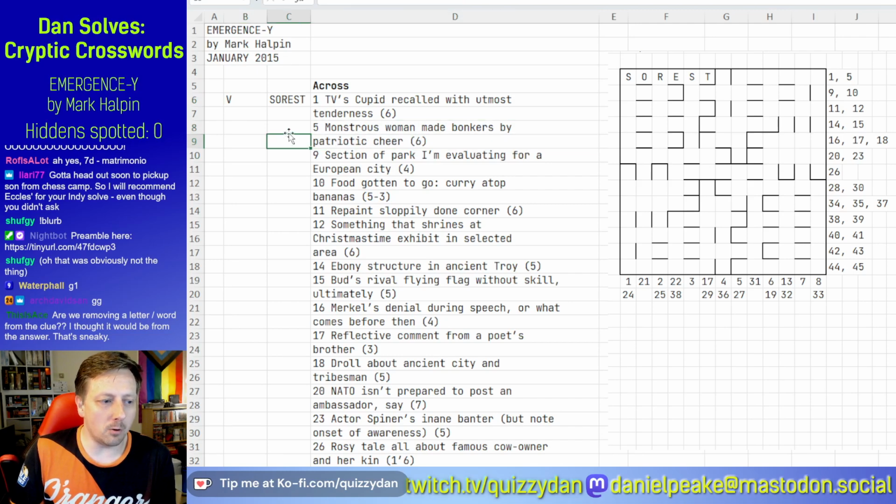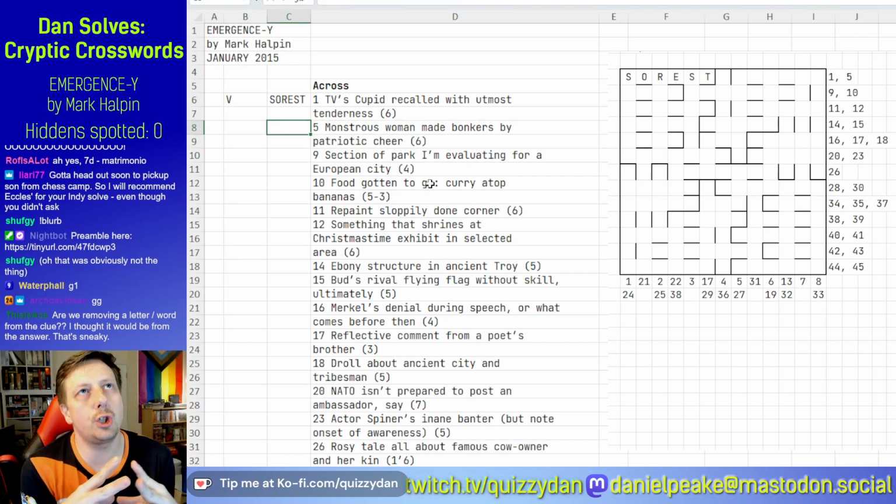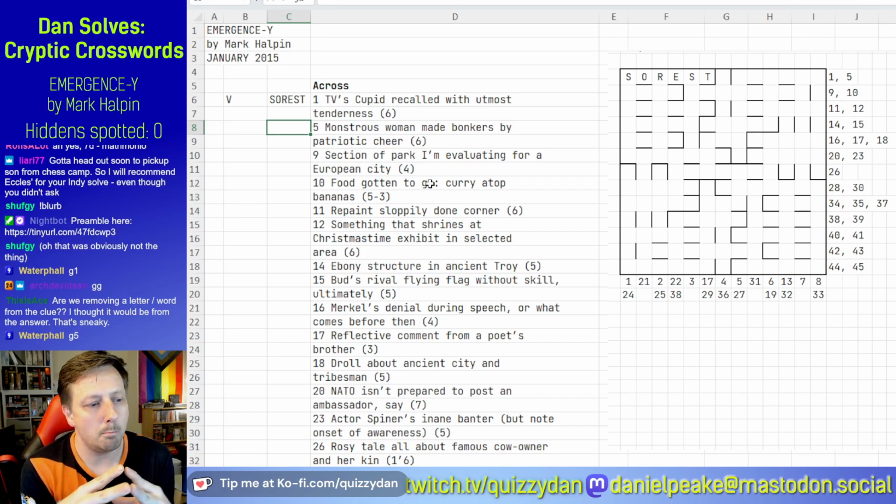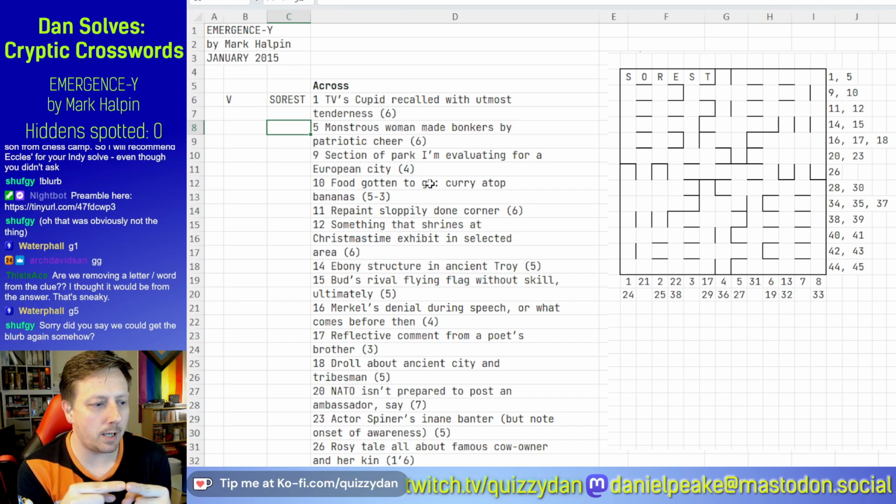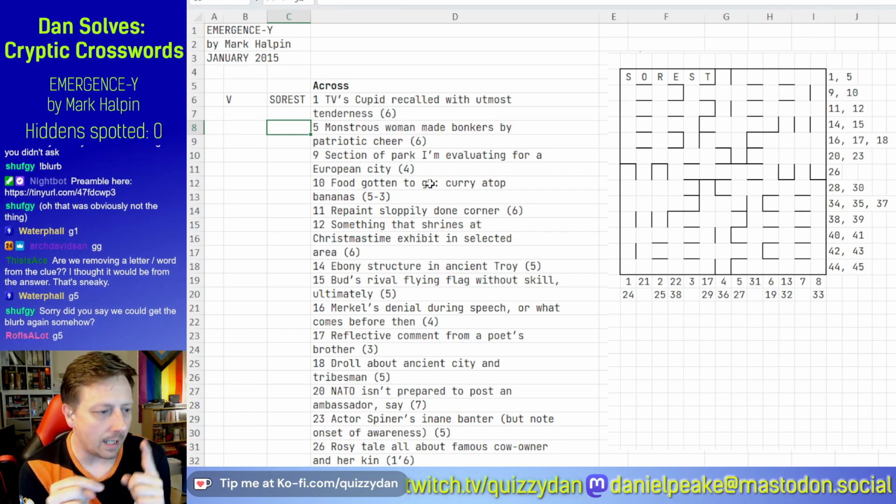Monstrous woman made bonkers by patriotic cheer. Monstrous woman made bonkers by patriotic cheer. Okay. It's going to be a monstrous woman that is the definition here.